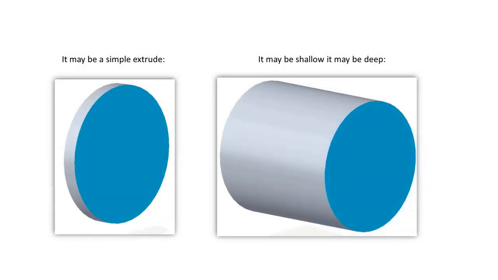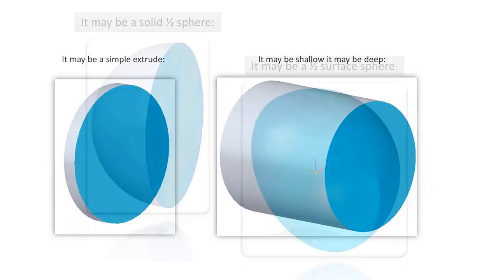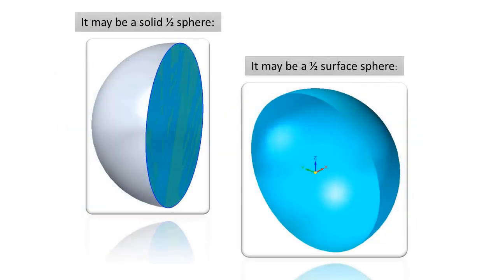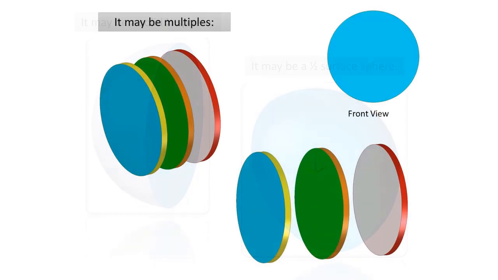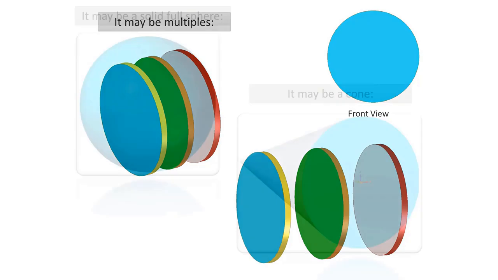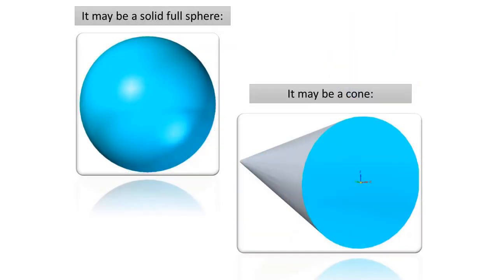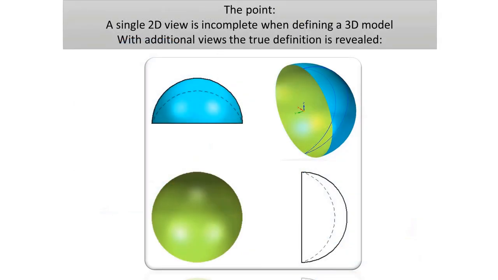Maybe a simple extrude, shallow, maybe deep, maybe solid, half sphere, maybe a surface sphere, maybe multiples. Looking at it from the front view, you can't tell. It may be a solid, full sphere. It may be a cone. The point: a single 2D view is incomplete when defining a 3D model.